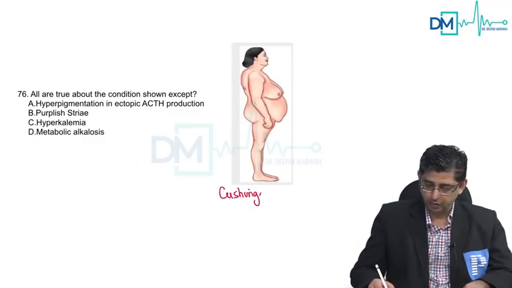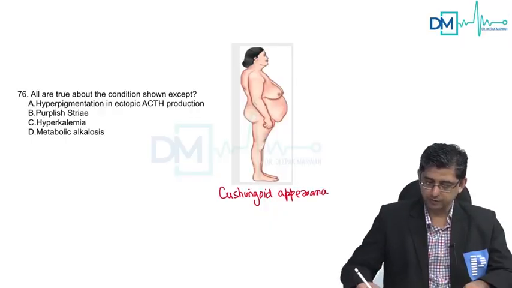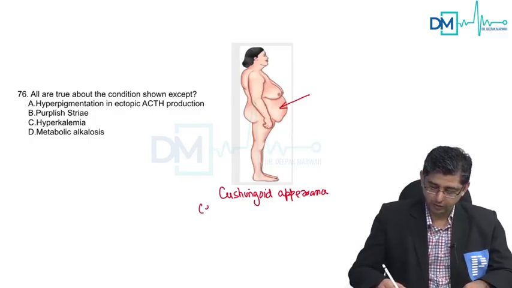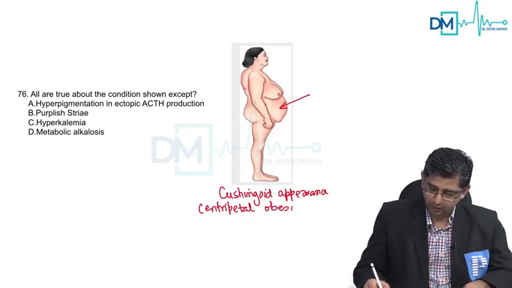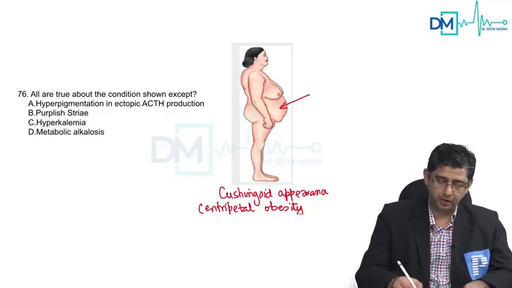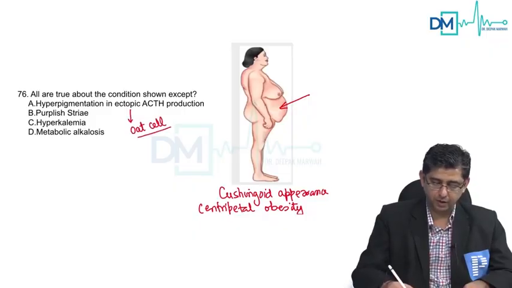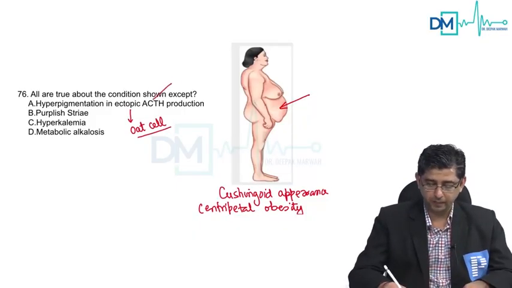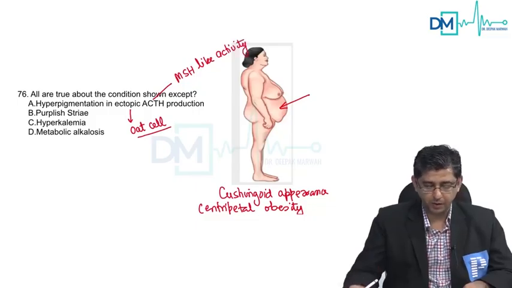Why are we calling it a Cushingoid appearance? Because the patient has centripetal obesity, which favors Cushingoid appearance. Now, in patients who have Cushing syndrome, the question says hyperpigmentation in ectopic ACTH production. Ectopic ACTH implies oat cell cancer, and because ACTH will have partial MSH-like activity, there will definitely be hyperpigmentation seen in patients who have ectopic ACTH production.